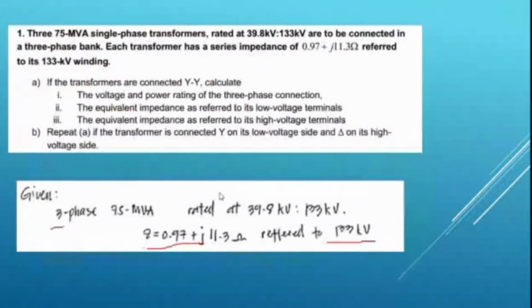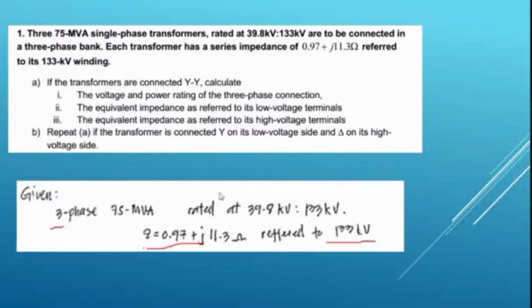So three single-phase 75 MVA transformers rated at 39.8 kilovolts, 133 kilovolts are electrically connected in a three-phase bank. Each transformer has a series impedance of 0.97 plus j11.3 ohms referred to its 133 kilovolts winding. If the transformers are connected Y-Y, calculate the voltage and power rating of the three-phase connection.